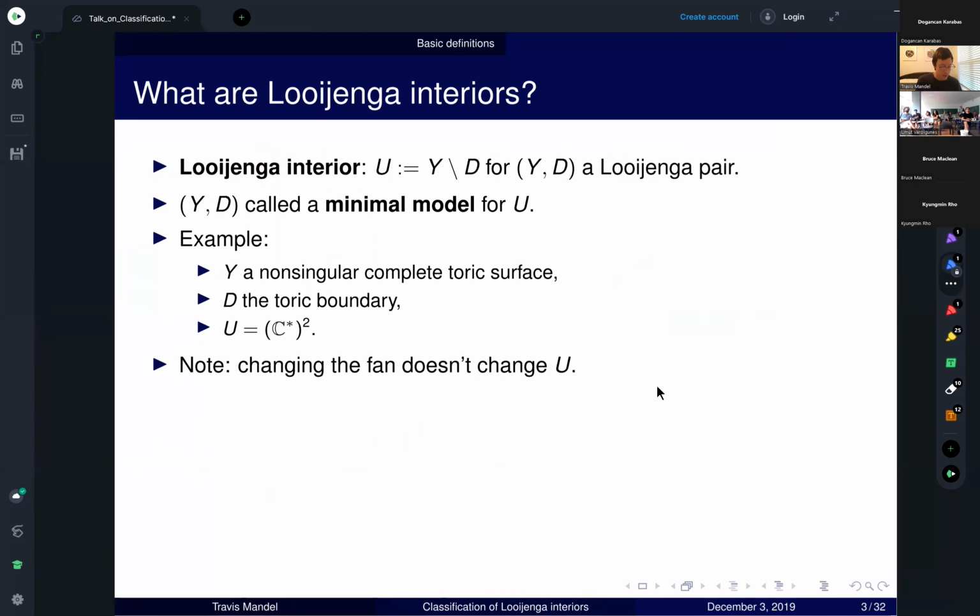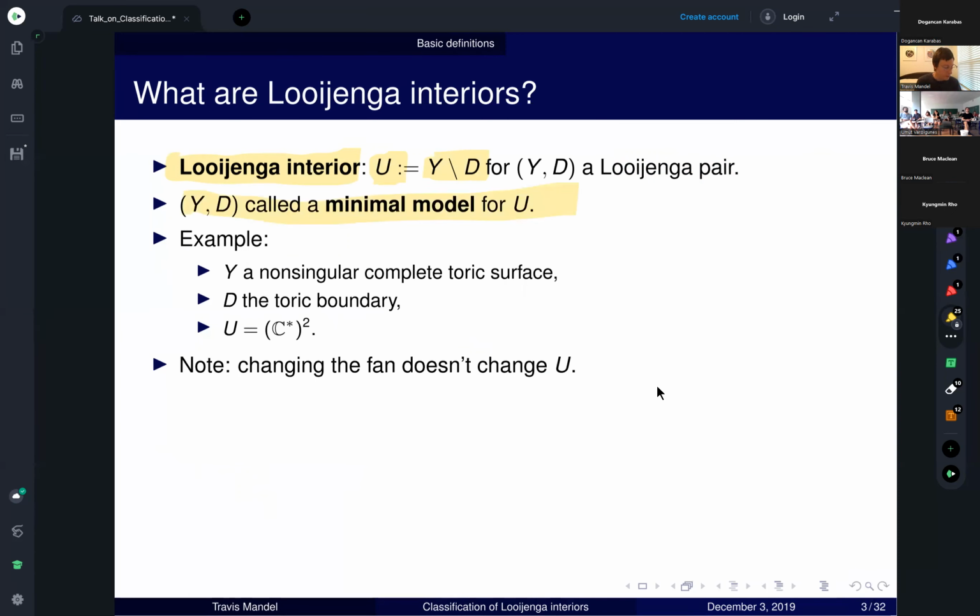Now a Looijenga interior is just the complement of D. We'll denote it by U, and it's the set Y minus D, where (Y, D) is a Looijenga pair. And then (Y, D) I might call a minimal model for U.